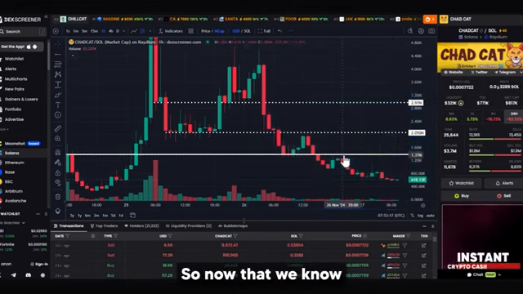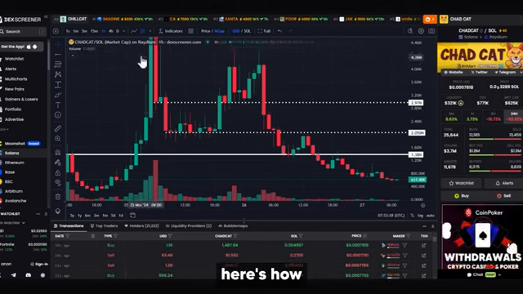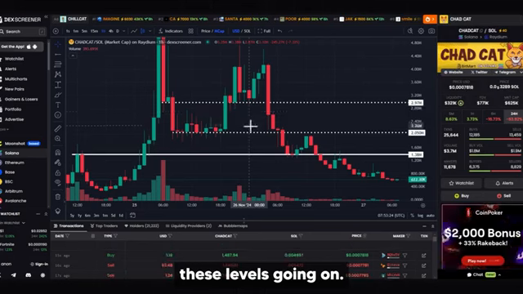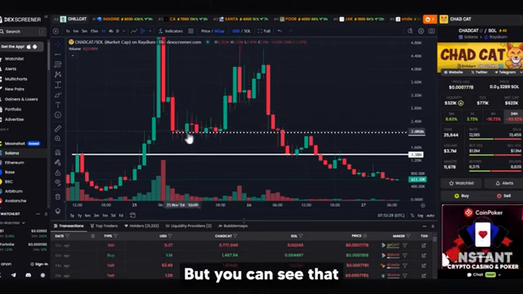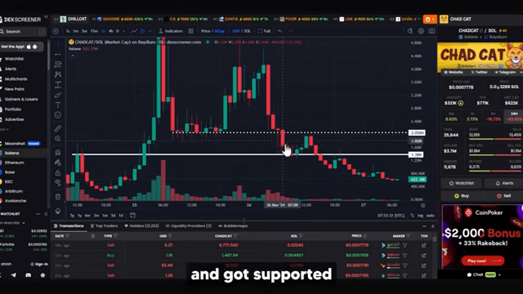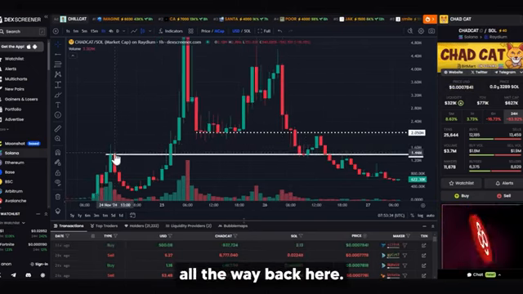So now that we know exactly how much we've lost, here's how you can use this to understand where price is going. You can see we've got all these levels going on. For now, I'm going to delete this one. But you can see that when price action also came back down to this level, it lost this level and got supported by the initial level all the way back here.